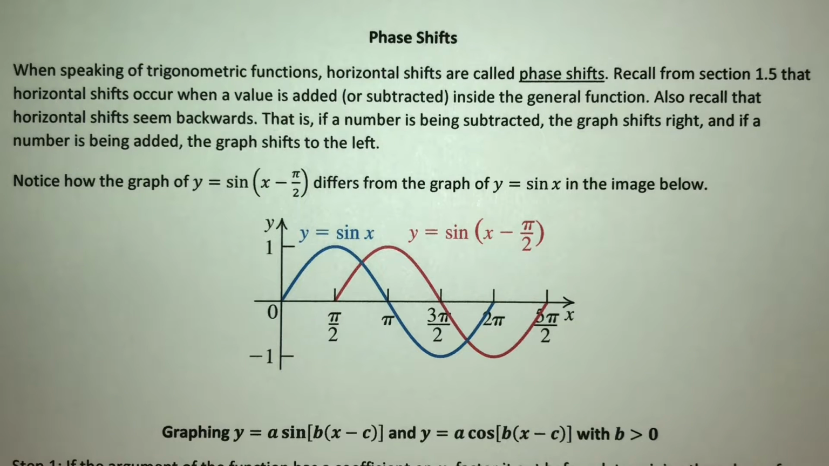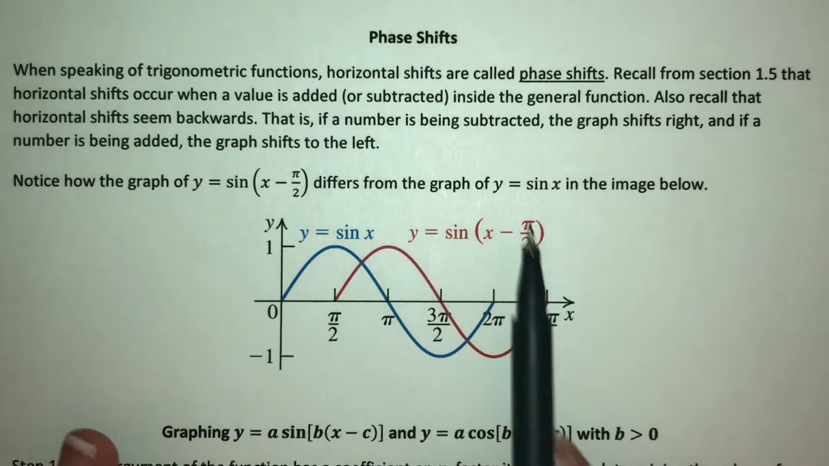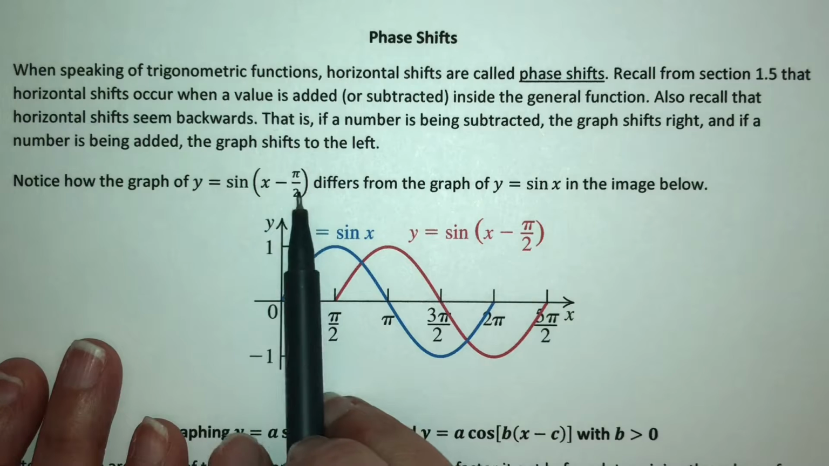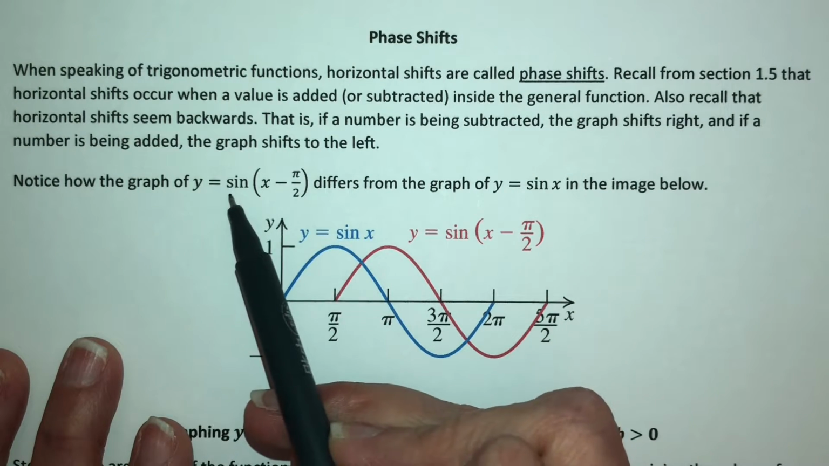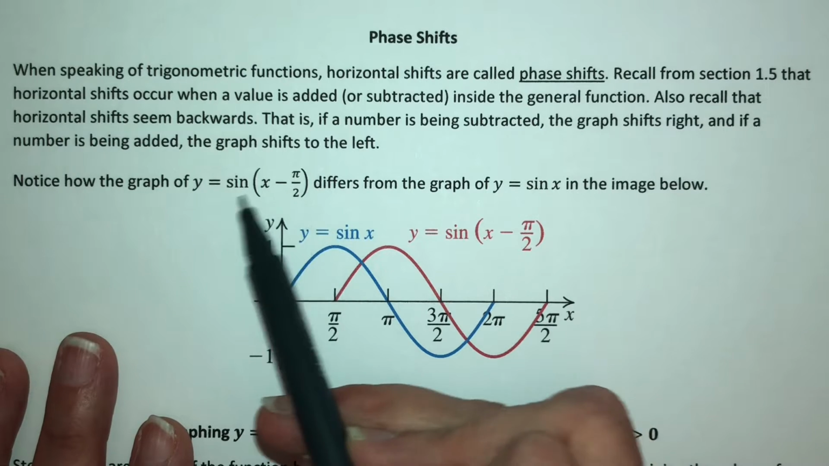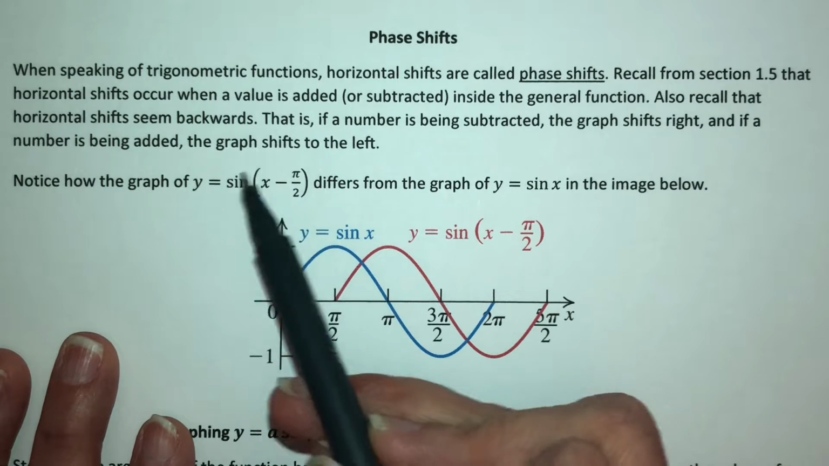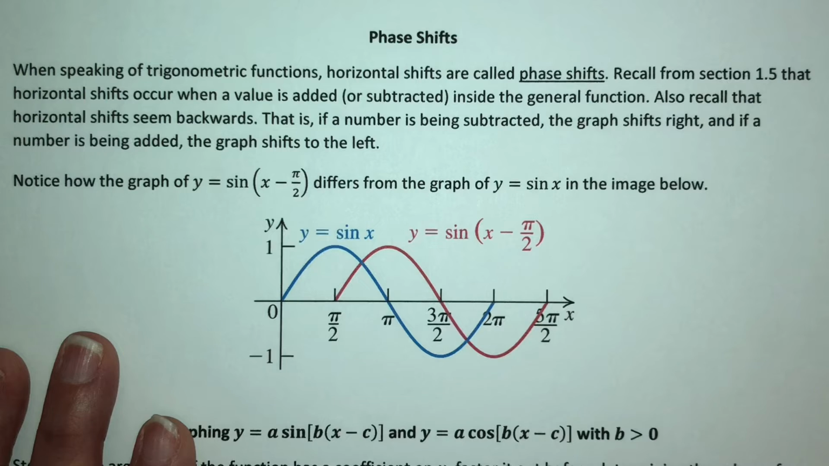This is part 5 of section 4.4. Now we're going to talk about what we call phase shifts. This is our horizontal movement left and right. We call these horizontal shifts when we were talking about functions in section 1.5. Basically, if we have a number added or subtracted inside the argument of a trig function, we call this a phase shift rather than a horizontal shift.